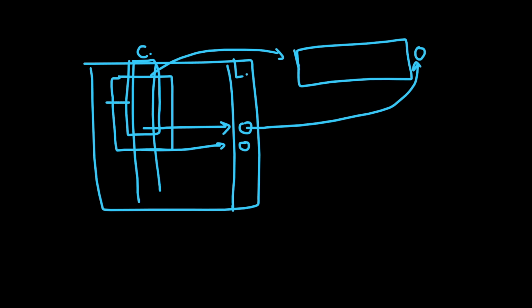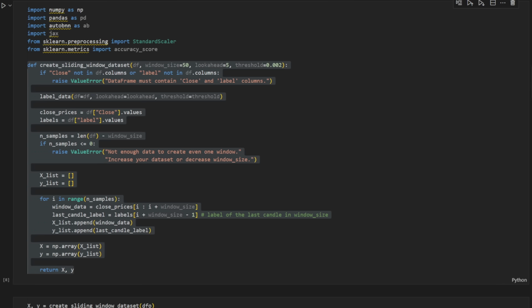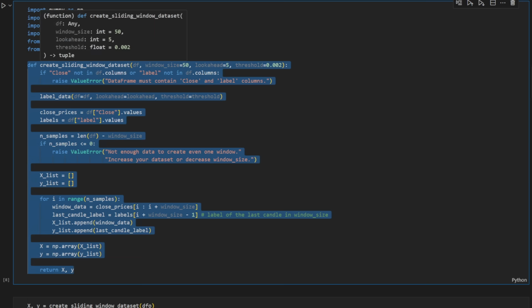And then we slide the window again. So always taking the closing prices, as you can see. So we slide it down by five or six candles, and then we consider the closing prices and also the new labels and so on. This way we can enhance making use of the data that we have. And that's what this function create sliding window dataset does.